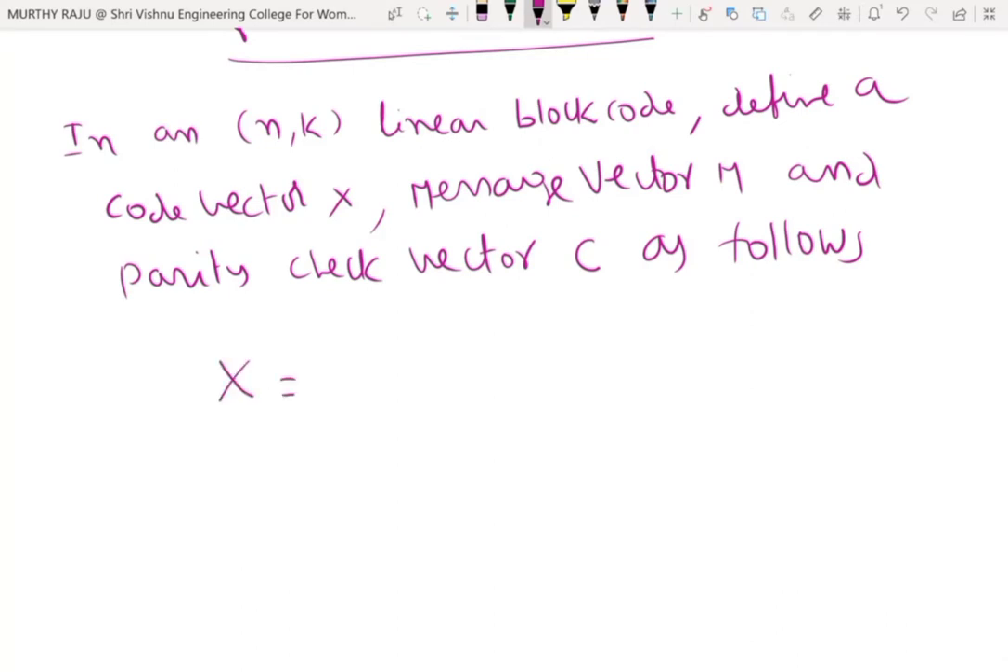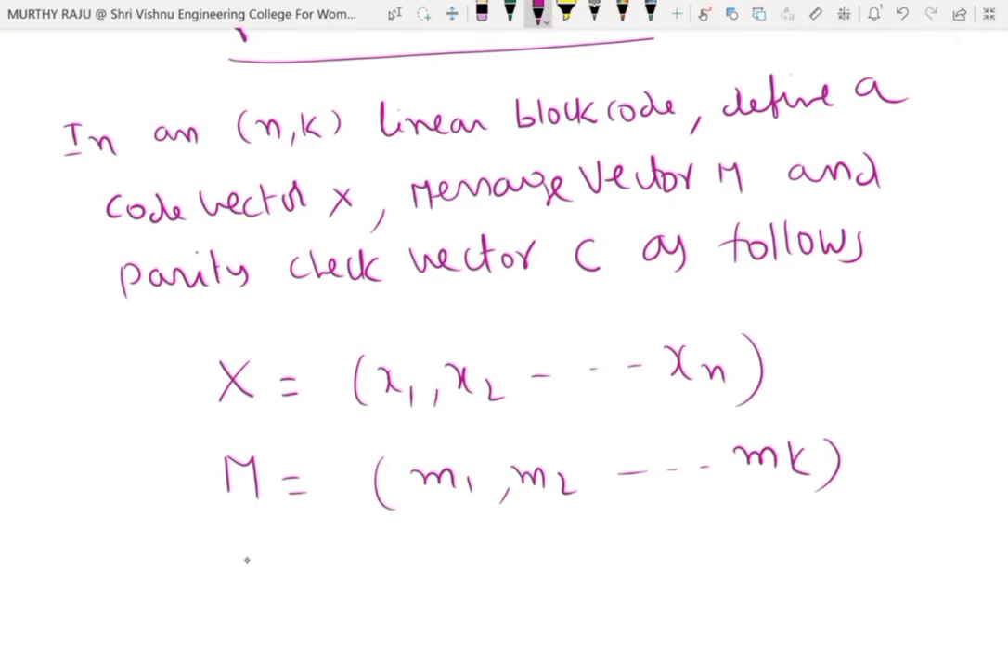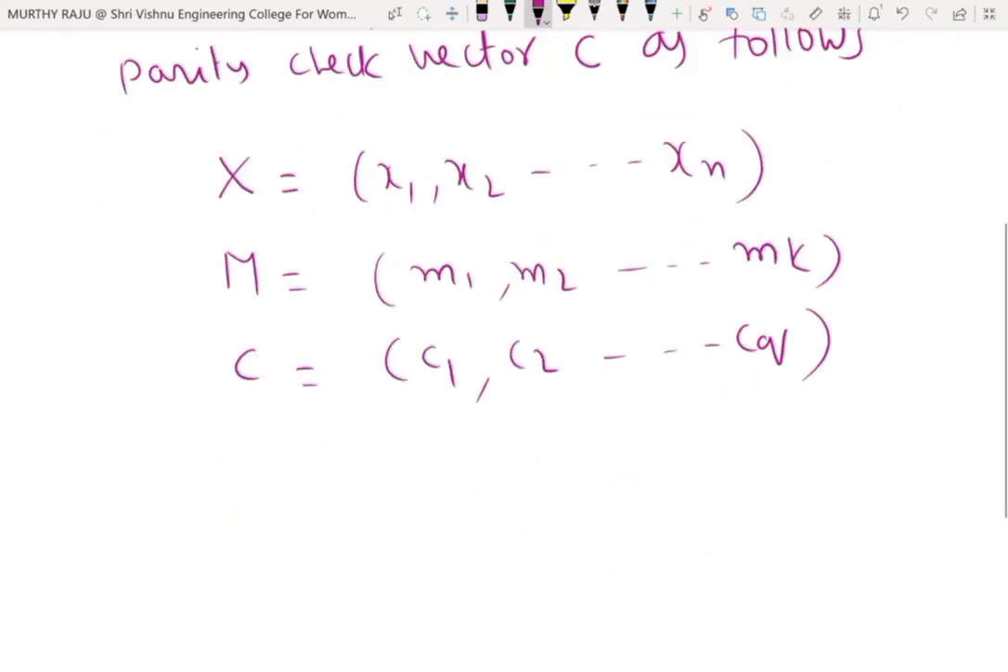Encoded code vector capital X is equal to x1, x2 and so on xn. Message vector capital M is equal to m1, m2, mk. Parity check vector C is c1, c2 up to cq, where q is equal to n minus k, the number of parity check bits.